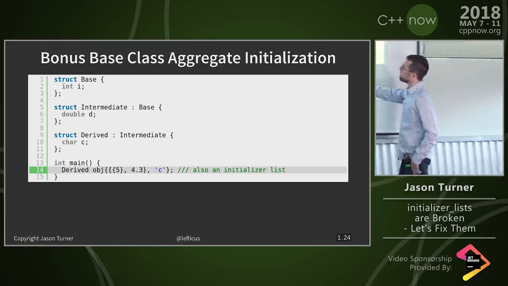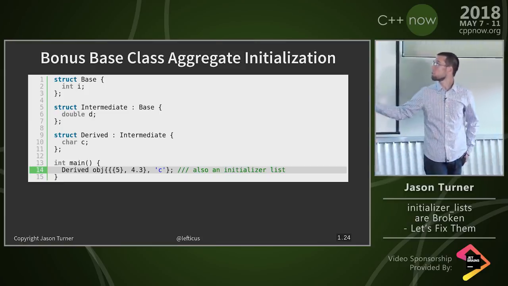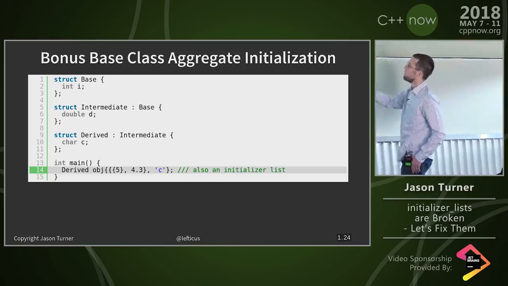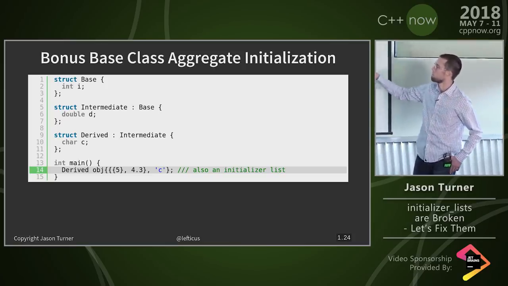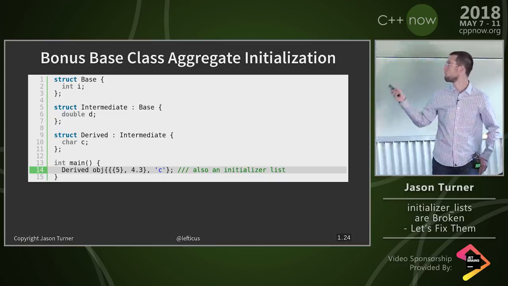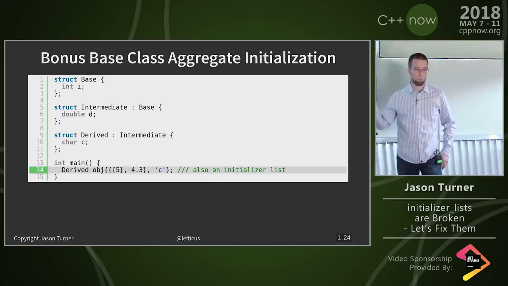So with these nested braces here on line 14, we are saying we want to initialize the furthest base class, base, its integer I, to 5. We want to initialize the intermediate class double to 4.3. And we want to initialize the outermost derived char C to the letter C. We'll come back to this too.